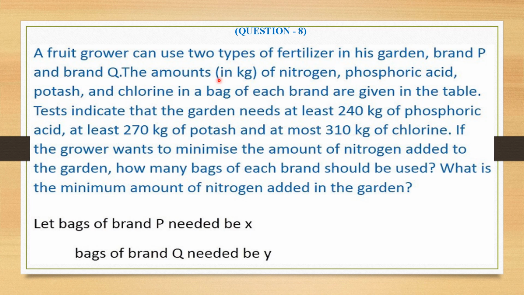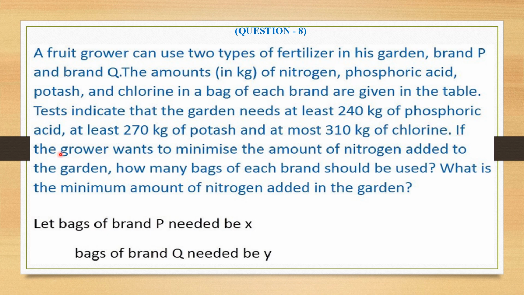So there is a fruit grower who is going to use two types of fertilizer, brand P and brand Q, and the amounts of nitrogen, phosphoric acid, potash and chlorine are present in each bag. The requirements are at least 240 kg of phosphoric acid, at least 270 kg of potash, at least meaning greater than or equal to, and at most 310 kg of chlorine. At most means less than or equal to, not more than 310 kg of chlorine.